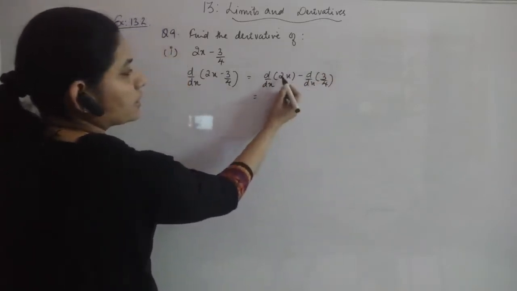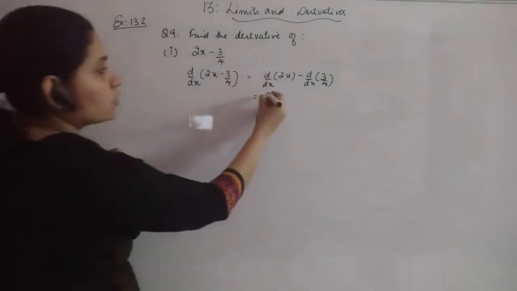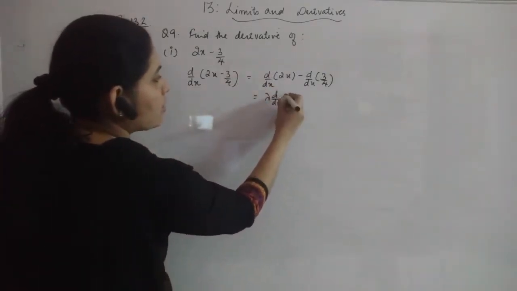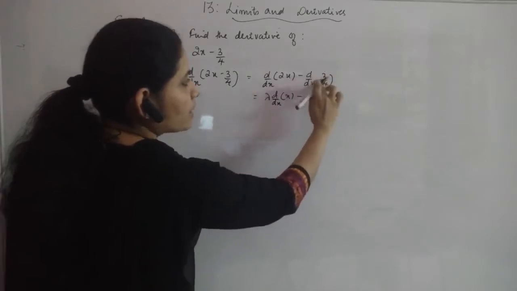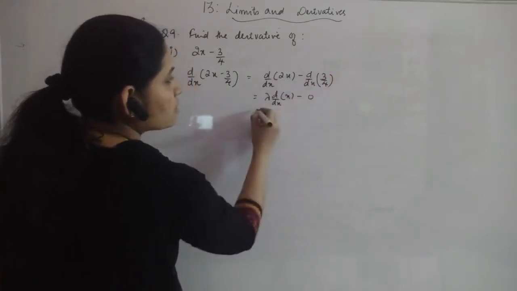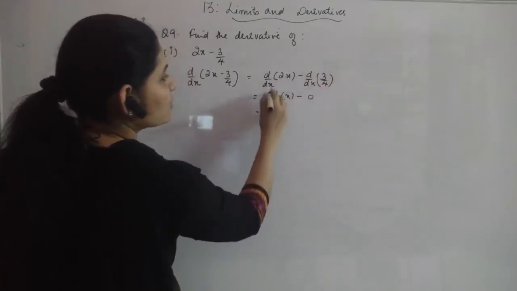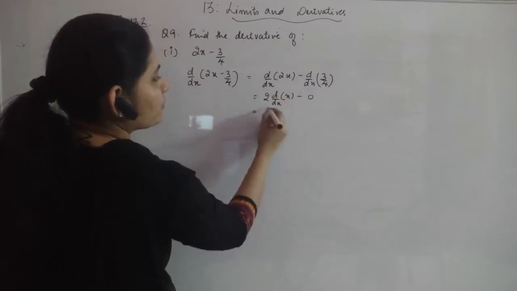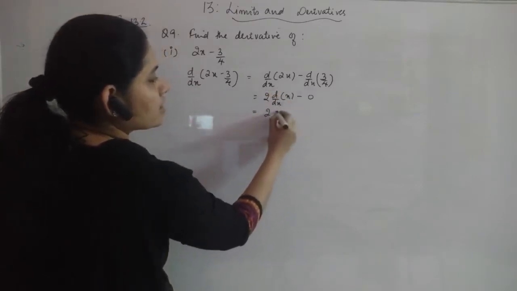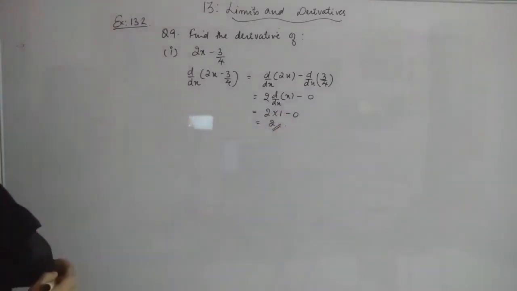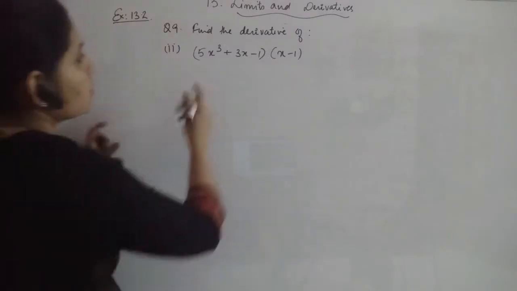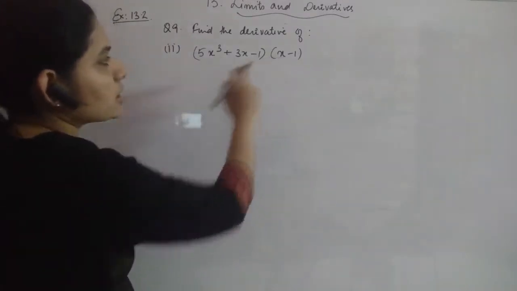Now from here 2 is a constant, take it out, d by dx of x minus, again d by dx of 3 by 4 means it is a constant, so it will be 0. Sorry, this is not lambda, this is 2. Now 2 into derivative of x is 1, so you are getting 2 as the answer for the derivative of this question. Next one is 5x cube plus 3x minus 1 into x minus 1.